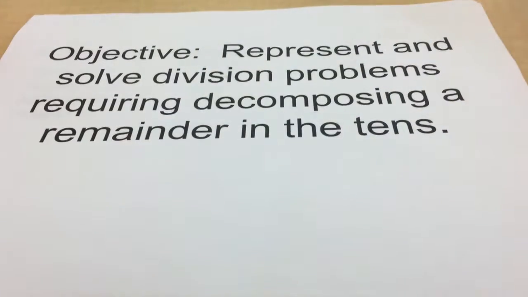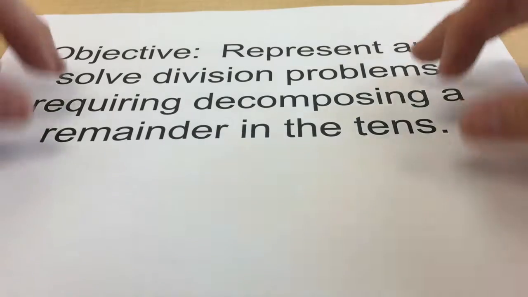Hello everybody, it's Mr. Pearson here, and we're learning about division where the tens place cannot be divided evenly. So there's going to be a remainder in the tens place. Let's do a warm-up.